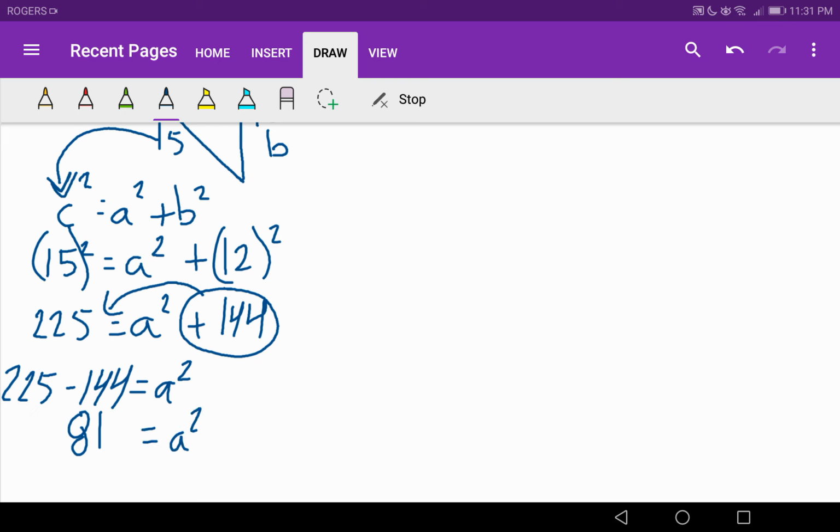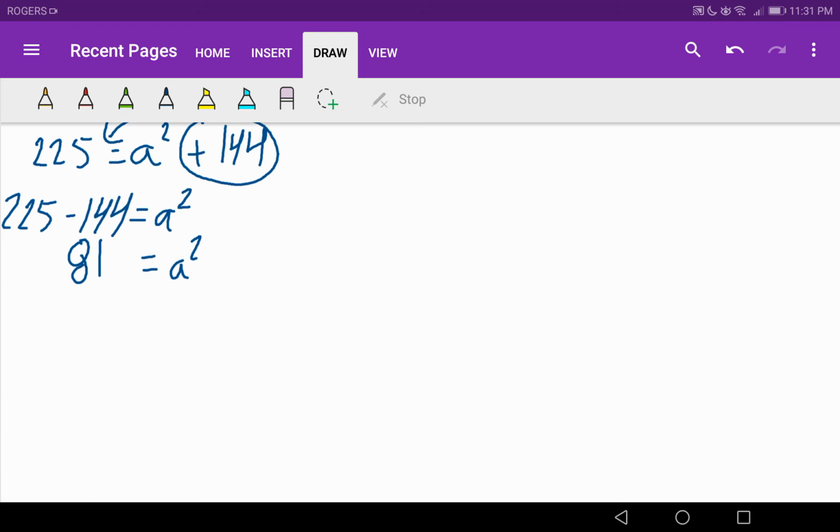Now I know what you're thinking. Oh, is 81 my answer? Nope. Make sure you square root, right? Because you have A squared equals 81. You want to square root on the other side. So bring the squared over and square root 81. And that's what A equals. Well, the square root of 81 is 9.